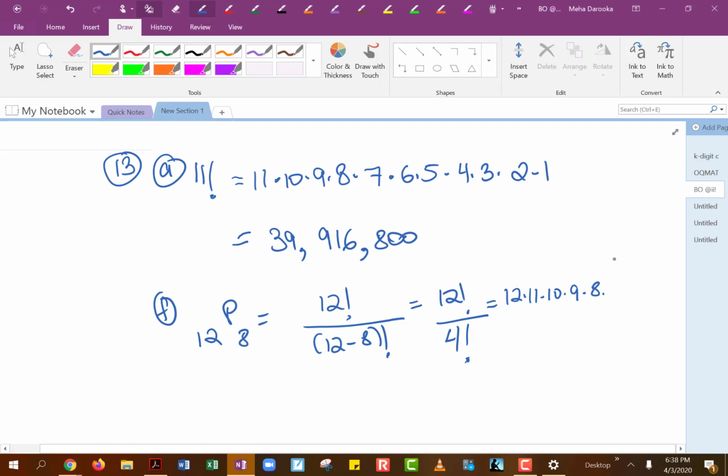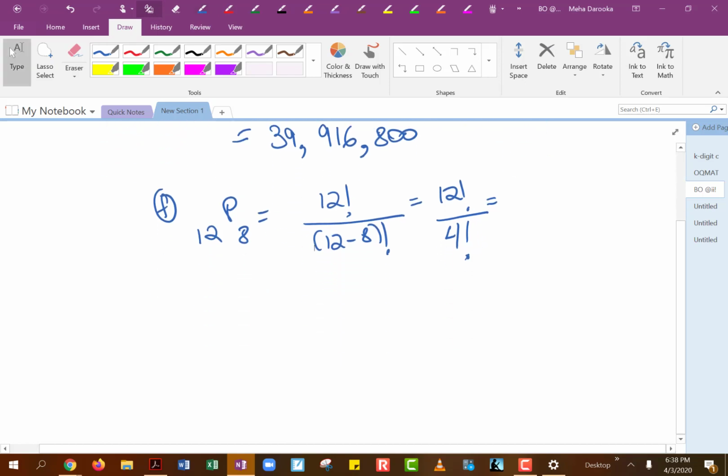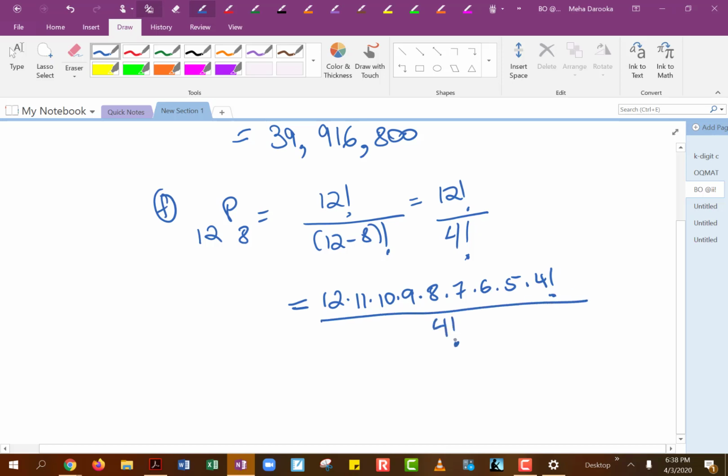So let's write it down here. That would be 12, 11, 10, 9, 8, 7, 6, 5, and then actually at 4, you can stop at 4 factorial, right? So 4 factorial and 4 factorial will cancel each other out, and then you're just multiplying the remaining digits.